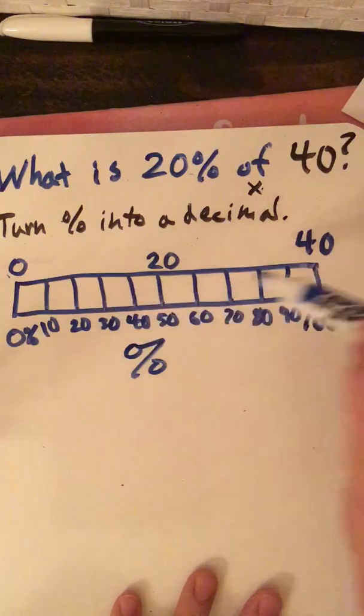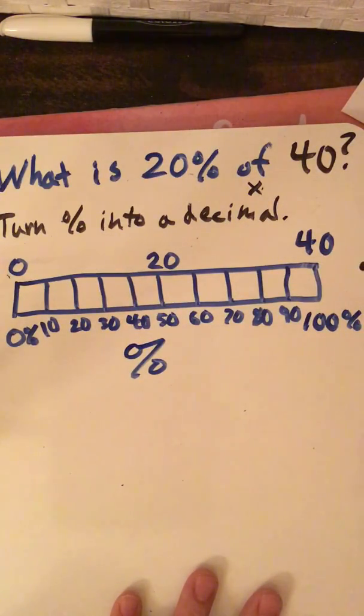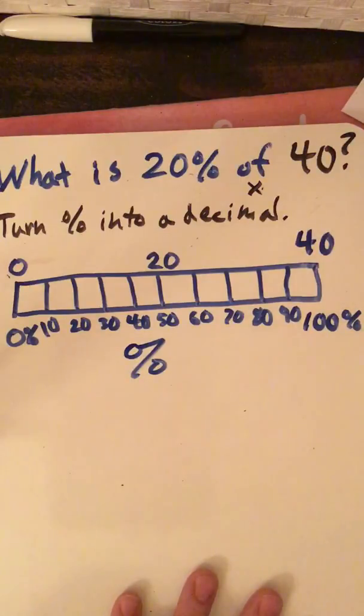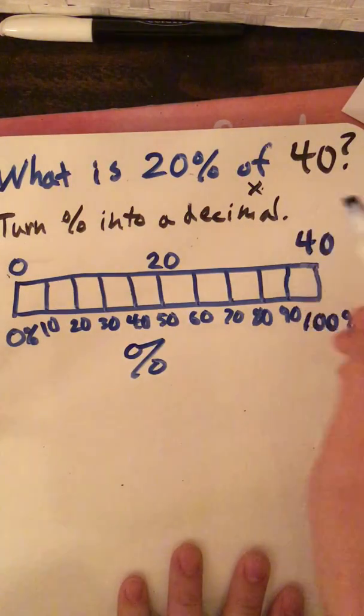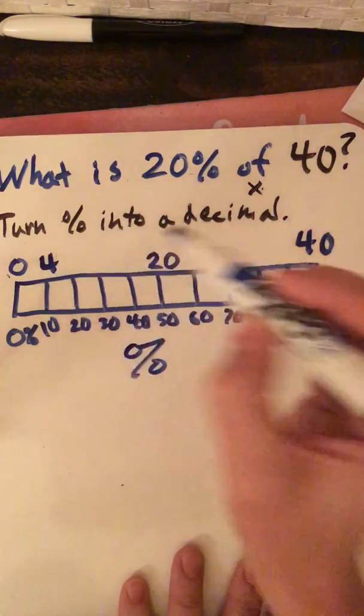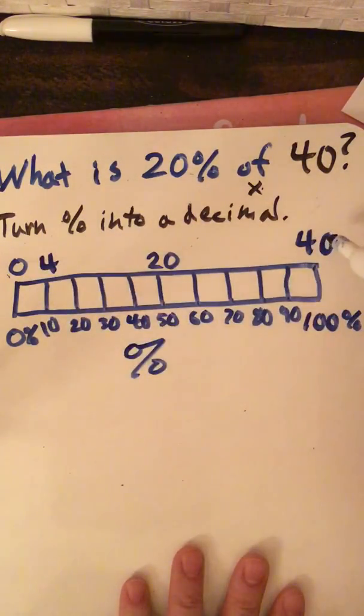Well, I can label all these, but I think I should just get to the point. I can say what's 10% of 40. What would be 10% of 40? What times 10 would give me 40? Well, it'd be 4. 4 times 10 would give me 40. Okay?